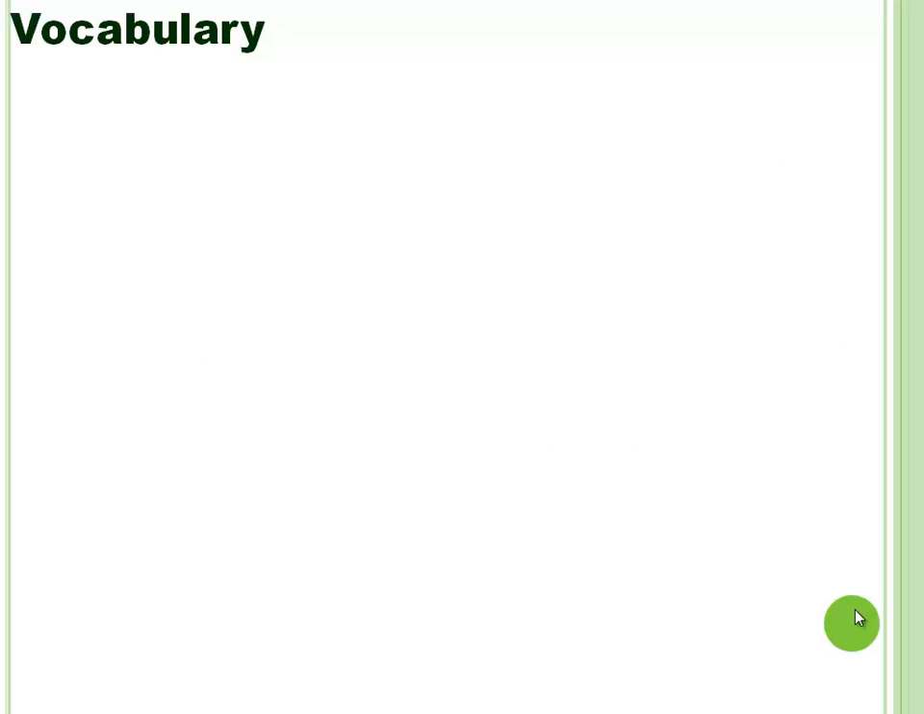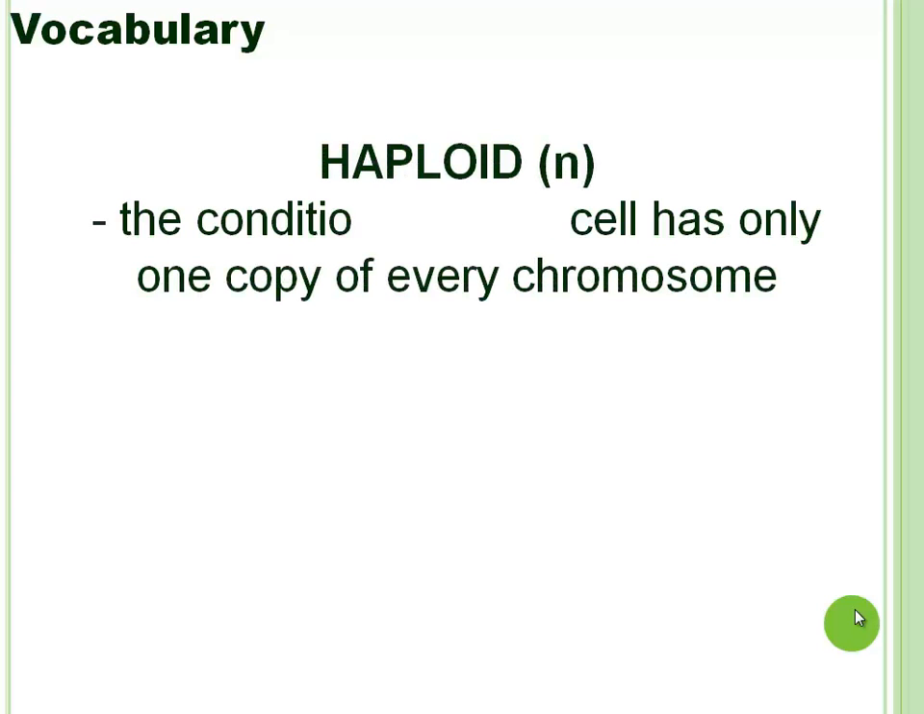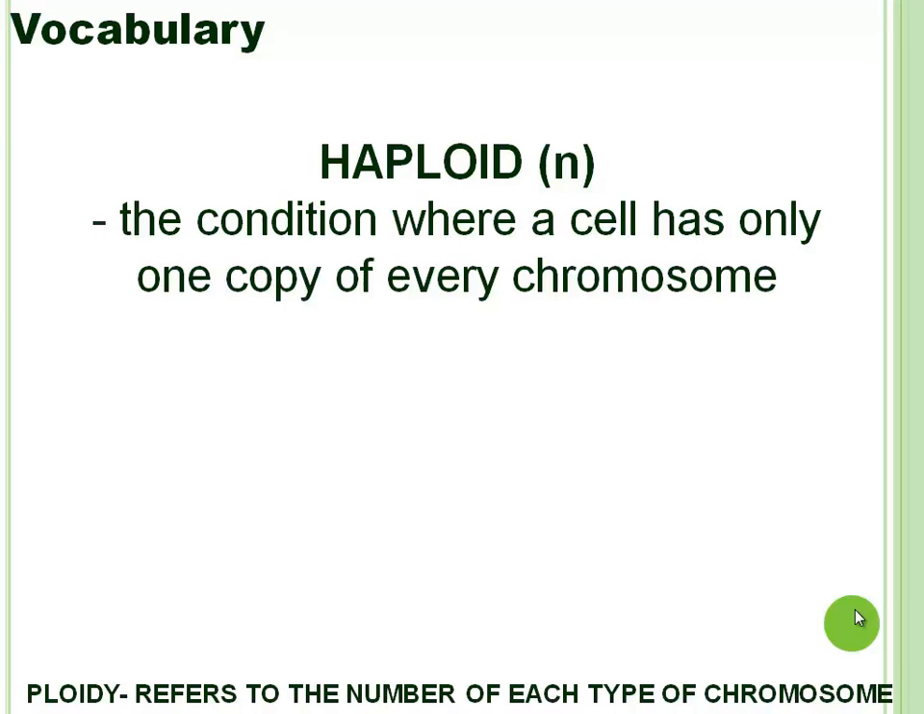Before we proceed with the lecture proper, there are some important terms and concepts that must be reviewed. So let's start with the term haploid. It refers to the condition where a cell has only one copy of every chromosome. I will illustrate that further here. If you can still remember, the term ploidy refers to the number of each type of chromosomes.